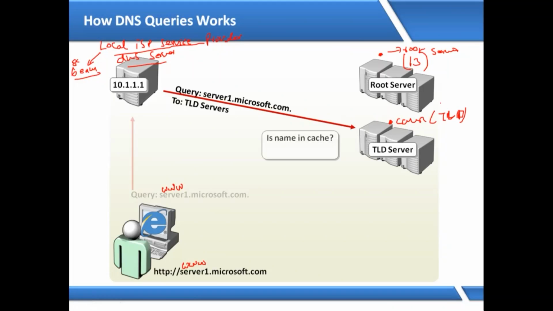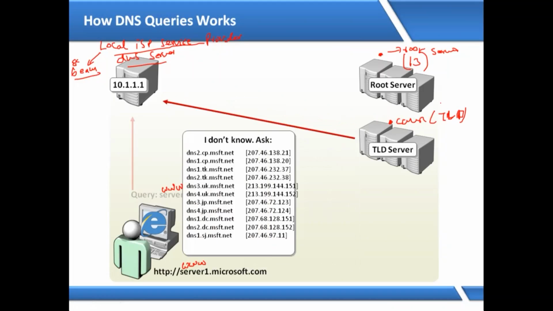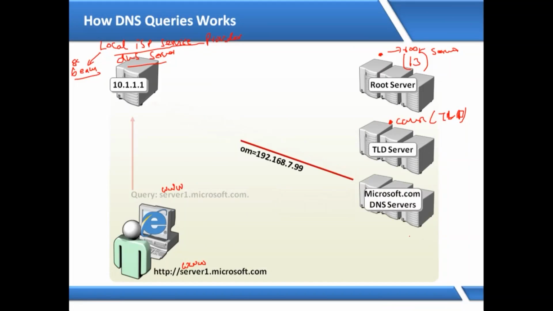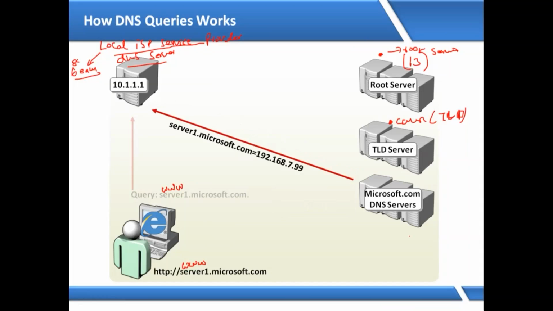Now it will check in its cache memory, then it will give the IP address of the second level domain, where all the websites starting with the Microsoft name are there. Here it will check whether this name is registered in Microsoft or not. If it is registered, it will check what the IP is. Yes, it is the authority, it says, I know this. So it will give the IP address of this particular name to the local ISP server.